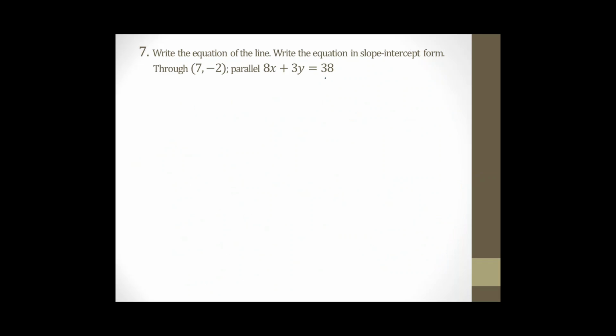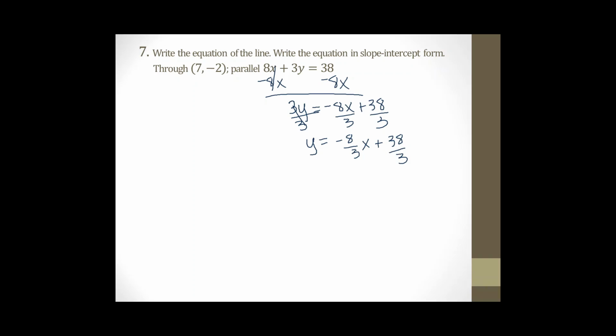The best way to figure out the slope would be to put it in slope-intercept form. So we want to get y by itself. So I'm going to start by subtracting 8x on both sides. So then I'll have 3y equals negative 8x plus 38. And then to isolate y, I'm going to divide everything by 3. So that's going to be y equals negative 8 over 3 x plus 38 over 3. The reason why we did this is so that we can identify the slope of this given equation. So the slope of this equation is negative 8 over 3.